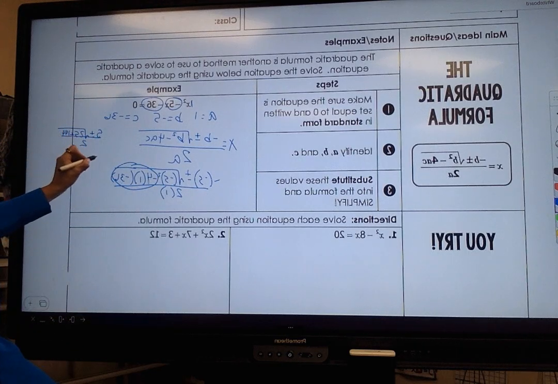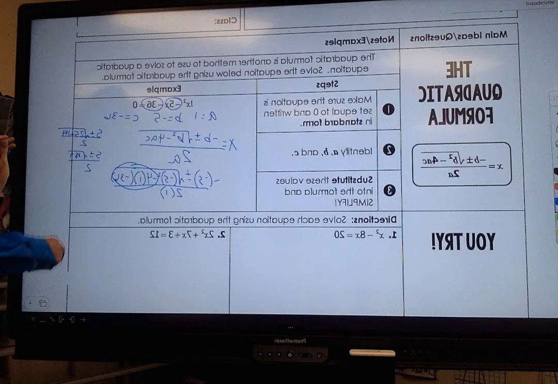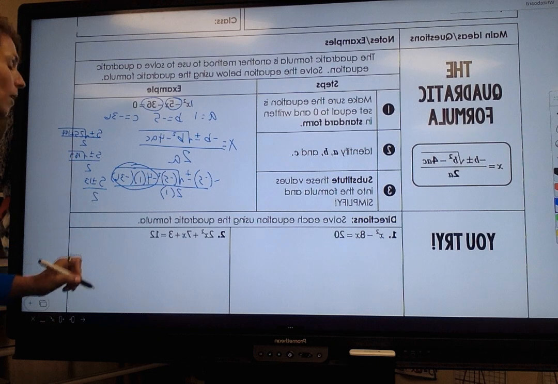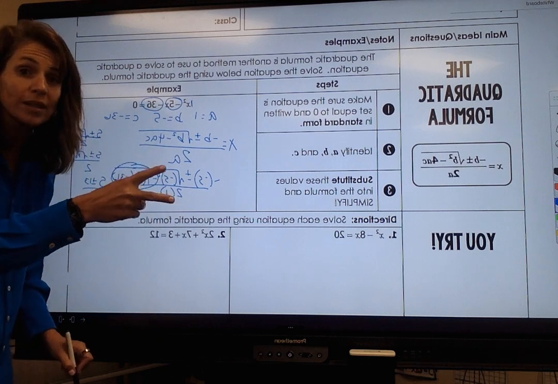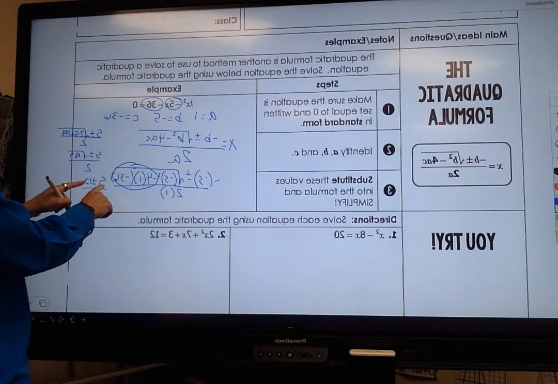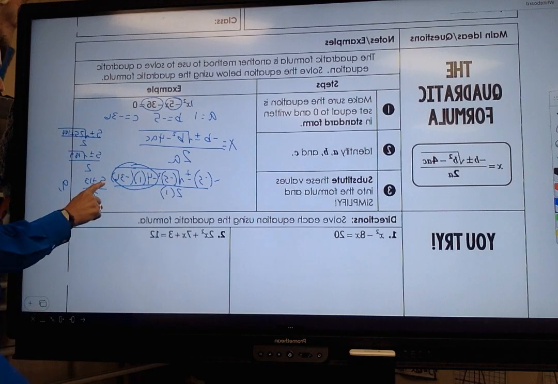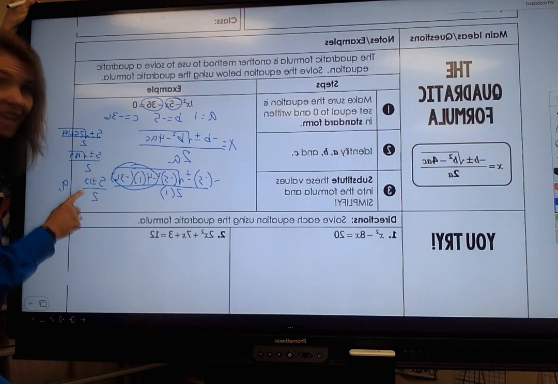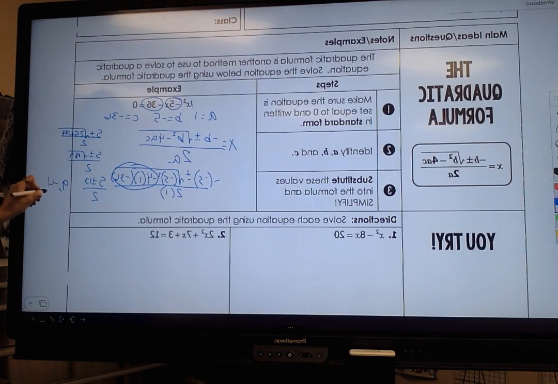So I can keep simplifying, and I get 5 plus or minus the square root of 169 all over 2. The square root of 169 is 13. So 5 plus or minus 13 over 2. There are two roots in here. So I'm going to do 5 plus 13 is 18. 18 divided by 2 is 9. Then I'm going to do 5 minus 13, which is -8, and -8 divided by 2 is -4. So again, I rewrite it in bracket form, least to greatest.